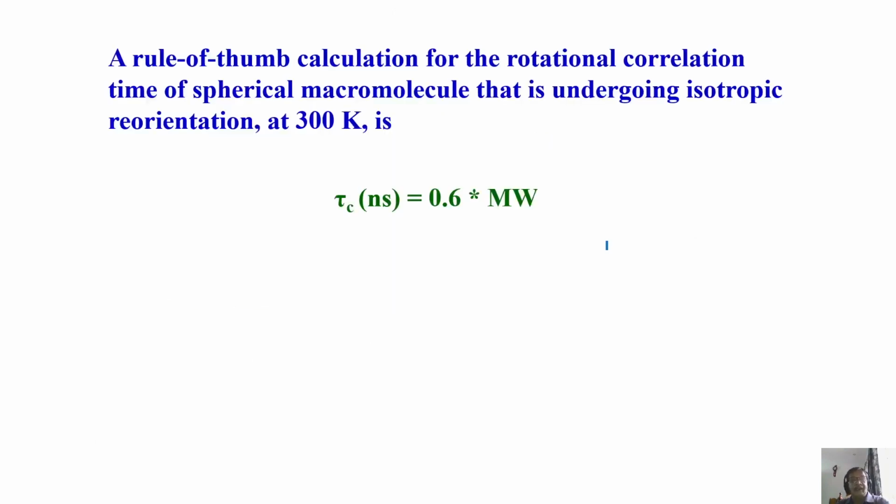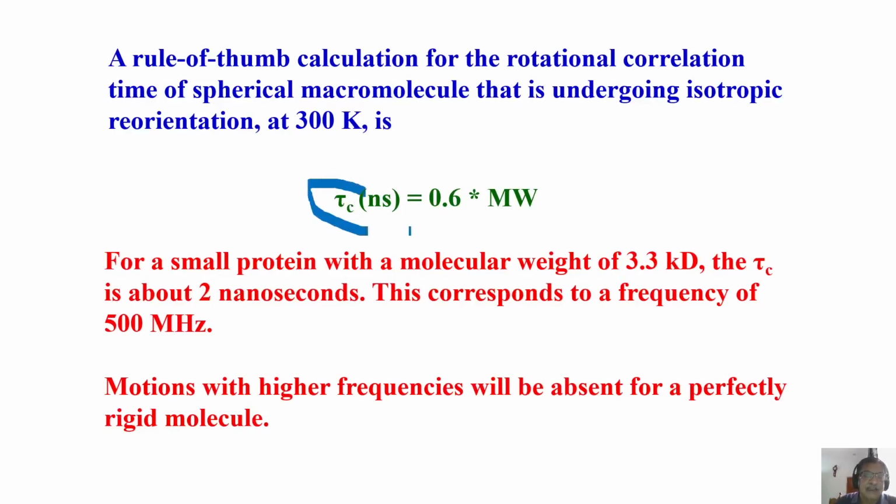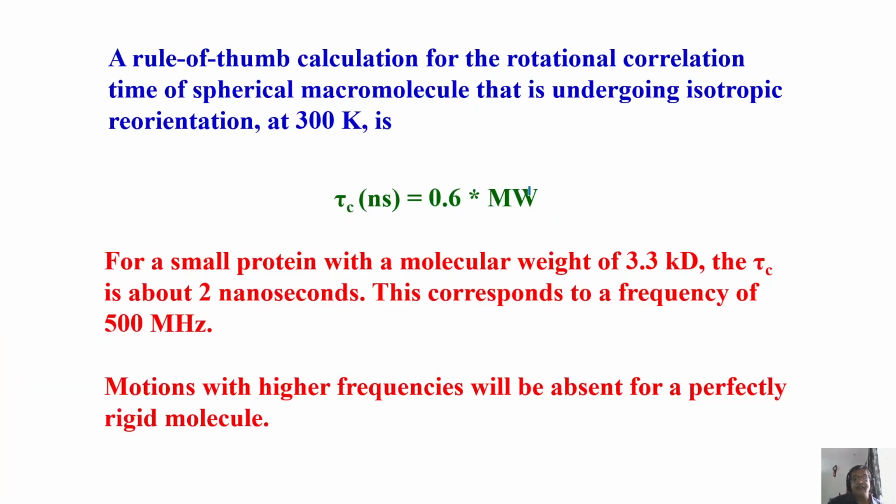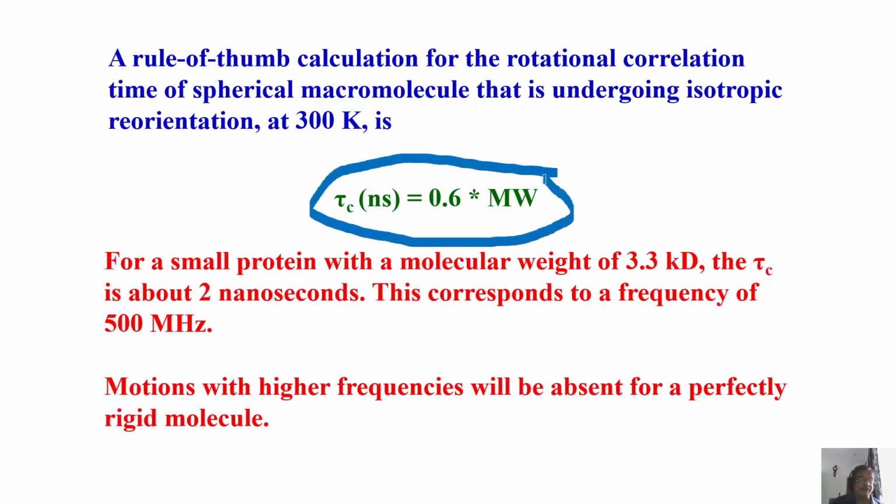As a rule of thumb, the correlation time is always expressed in nanoseconds. For a spherical macromolecule like a big protein, it is of the order up to 25 kilodalton. The general thumb rule is tau c is 0.6 times the molecular weight. So for a small protein, let us say of 3 to 4 kilodalton, tau c is about 2 nanoseconds. For this 2 nanosecond tau c, you calculate the frequency, and it turns out to be 500 megahertz, the normal frequency of a 500 megahertz spectrometer.